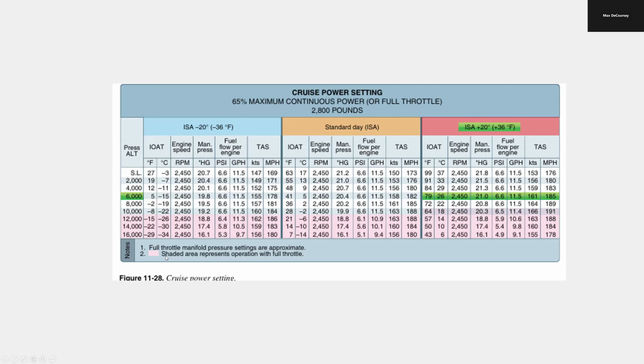We'll look down here. We'll see full throttle manifold pressure settings are approximate, and the shaded area represents operations with full throttle. So what they're saying down here in the shaded operation is you're going to be at full throttle in these situations.